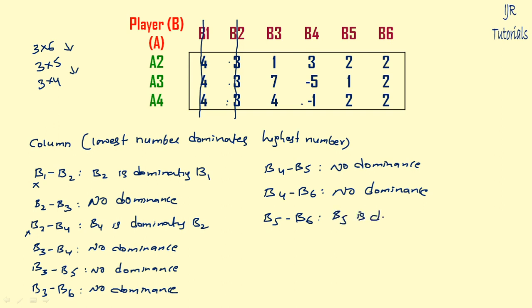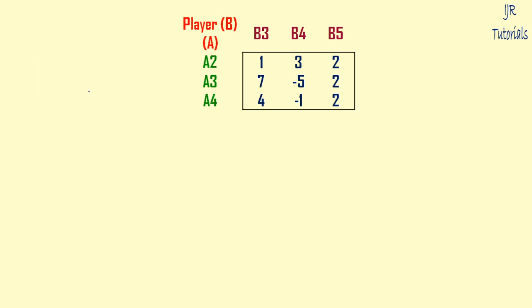B5 is dominating B6. So we can delete B6 here like this. The matrix reduces to 3 by 3. So column process also completed. So we may move to the next level of dominance. See, the total matrix is reduced to 3 by 3.